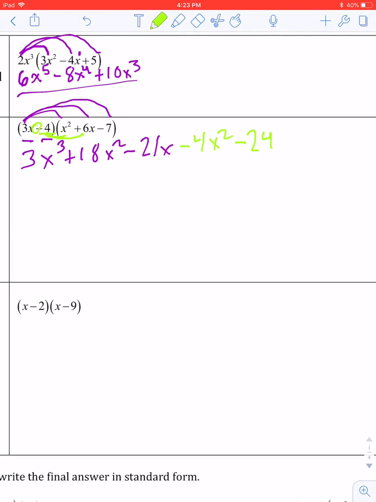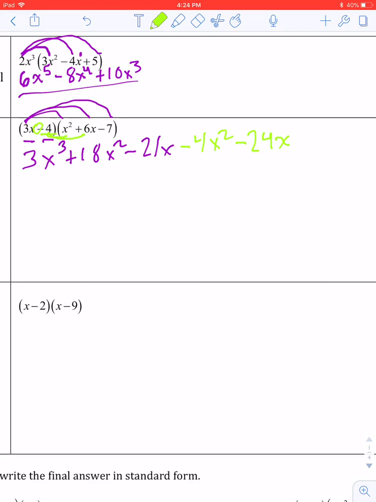And there's only one x in the terms. It's on the 6x. Nothing for me to add there, so I can just bring that along with nothing to add. Negative 24x. Okay, and lastly, I have a negative 4 times a negative 7. Simple multiplication right there. A negative times a negative is a positive, so I'm going to get positive 28.